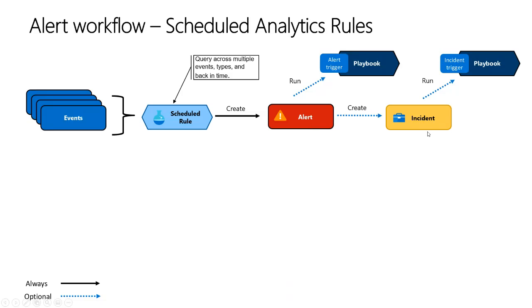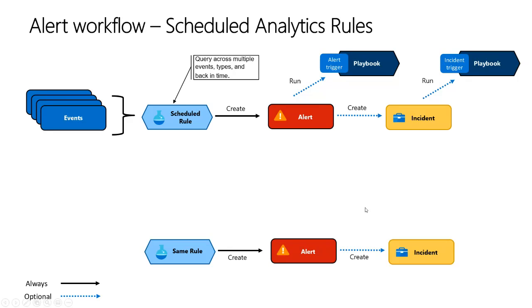You create incidents and some options, and you can also trigger a playbook using alert trigger or incident trigger. Now, the same rule in the next interval can create a new incident for the alerts, or you can perform aggregation. So basically, you can add the alerts to an existing incident instead of creating new. This is configurable through alert grouping options.